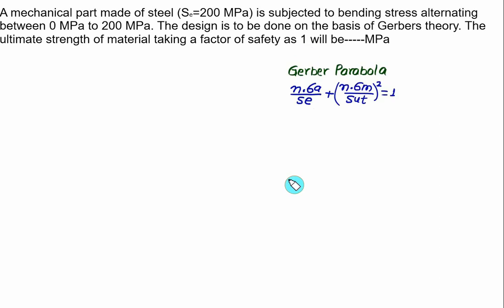So we have the Gerber parabola given as n into sigma amplitude by SE, plus n into sigma m by SUT, whole squared, equal to 1. You have to use the value of n equal to 1 and find out the value of SUT. We have the endurance strength SE equal to 200 megapascal. The minimum stress is equal to 0 and the maximum stress is given as 200 megapascal.